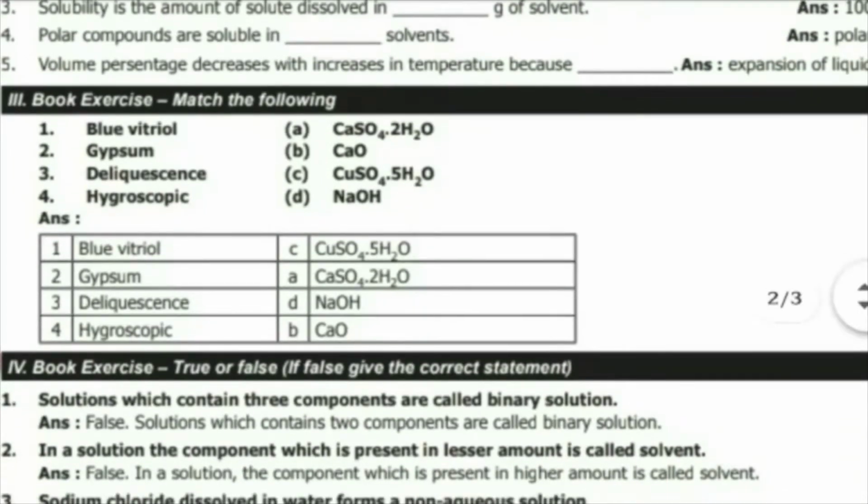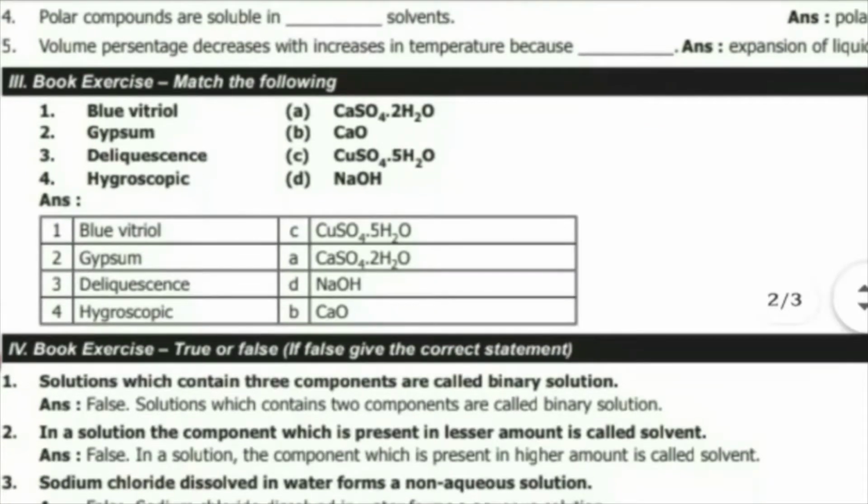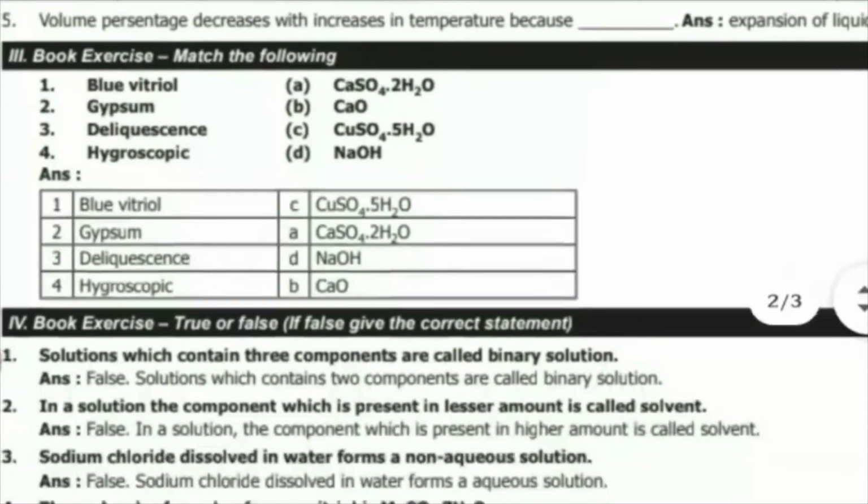First question, blue vitriol. Second, gypsum. Third one, deliquescence. Fourth one, hygroscopic. Next we'll see the answers for this. First one, blue vitriol. Answer, CuSO4·5H2O. This is the formula for blue vitriol.